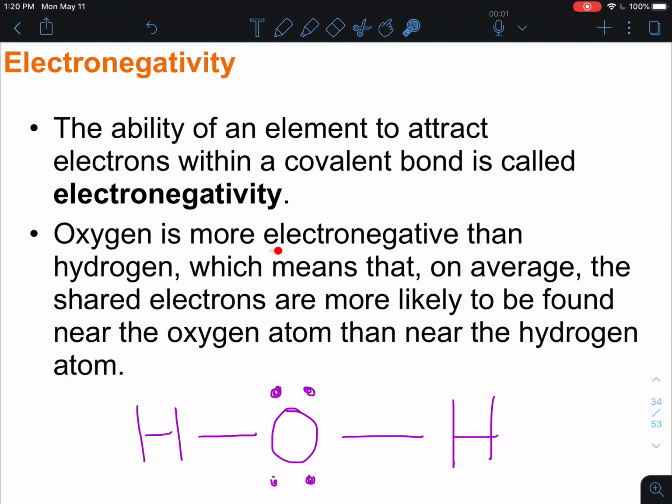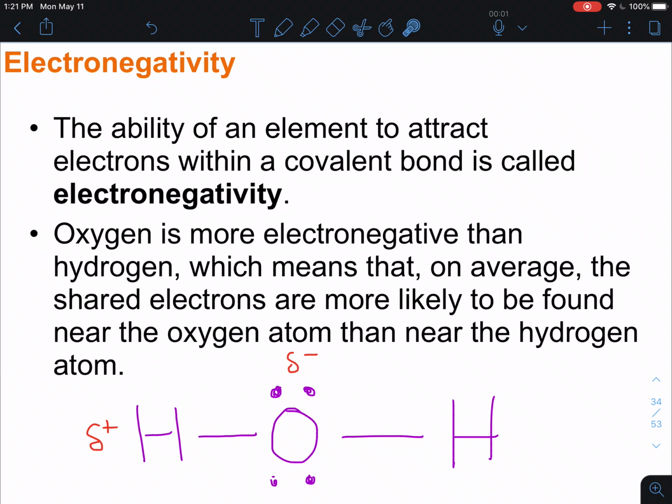So I'm just going to go ahead and tell you oxygen is more electronegative than hydrogen, which means that, on average, the shared electrons within this bond, or even this bond, are more likely to be found near the oxygen than near the hydrogen. I've already introduced the fact that in water, hydrogen has a slight positive charge and oxygen has a slight negative charge because oxygen pulls the electron density closer to it, right?